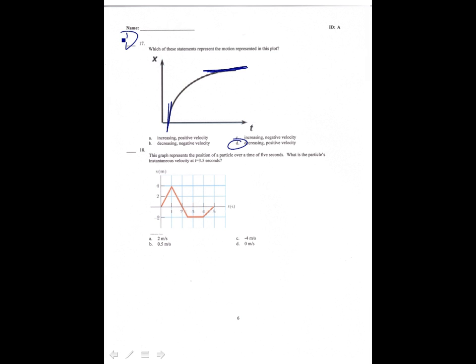This graph represents the position of a particle over a time of 5 seconds. What is the particle's instantaneous velocity at 3.5 seconds? At 3.5 seconds, the slope is 0. So the answer is D.